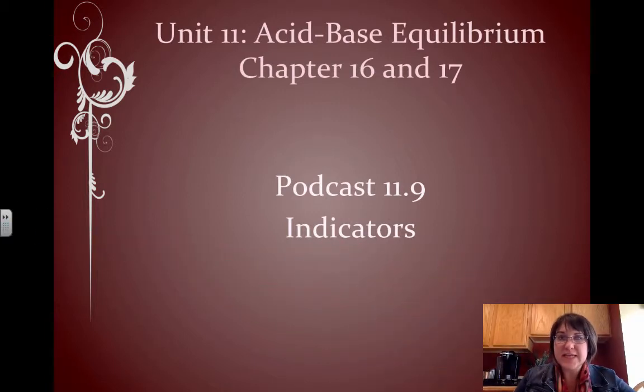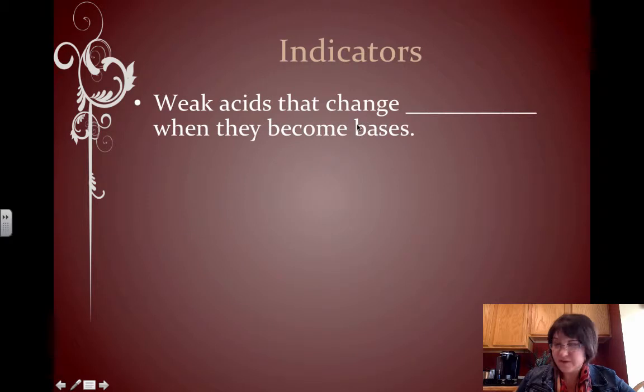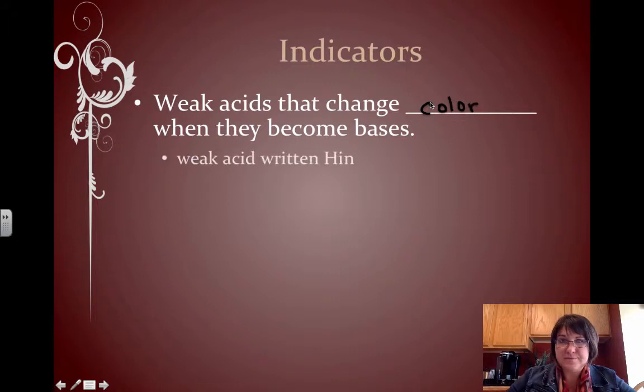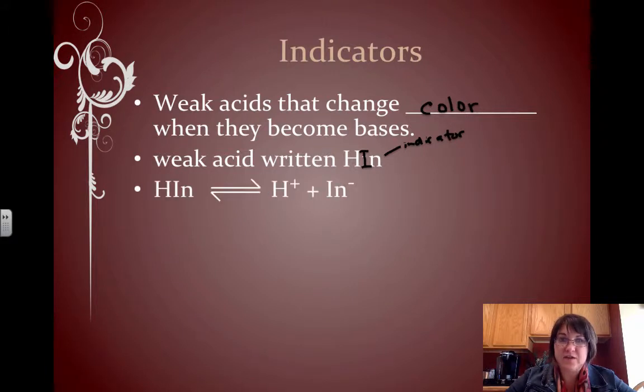Today we're looking at indicators in our unit on acid-base equilibrium. An indicator is simply a weak acid that has the ability to change color when it becomes a base. So the weak acid, we write HIn, it should be capital I, sorry, HIn, because it's an indicator. So that's our abbreviation. There's lots of different kinds of indicators.